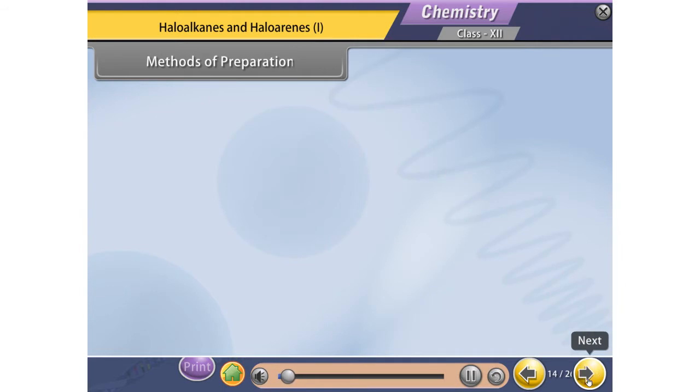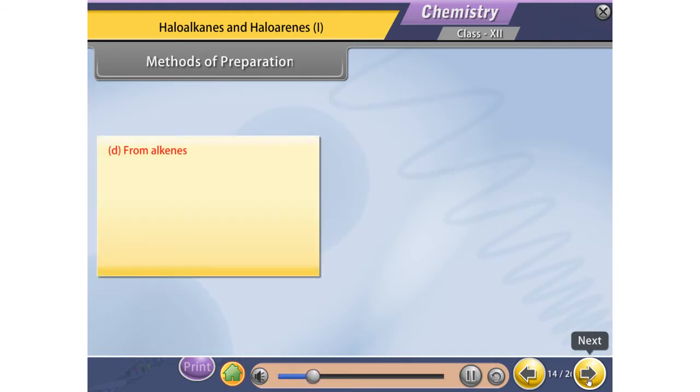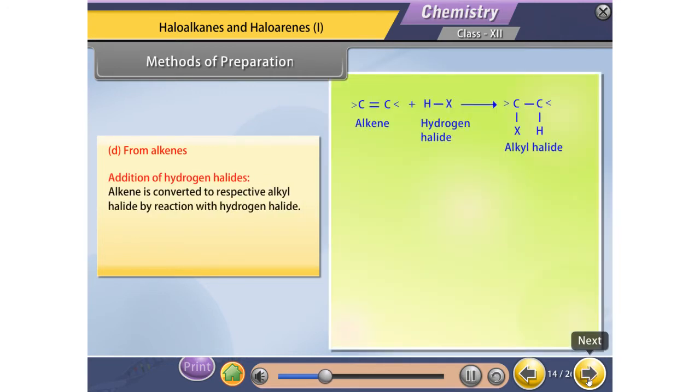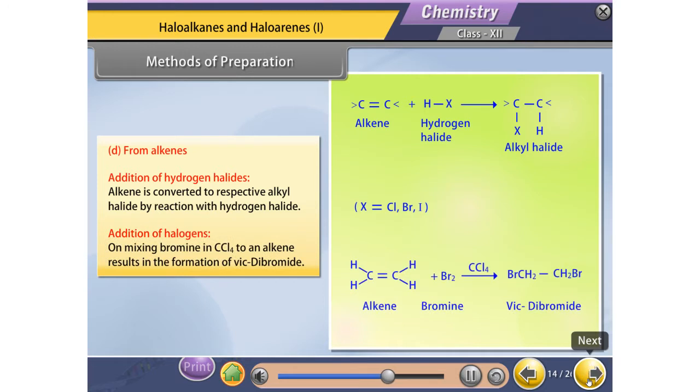Methods of preparation. From alkenes. Addition of hydrogen halides. Alkene is converted to the respective alkyl halide by reaction with hydrogen halide. Addition of halogens. On mixing bromine in CCl4 with an alkene, it results in the formation of vicinal dibromide.